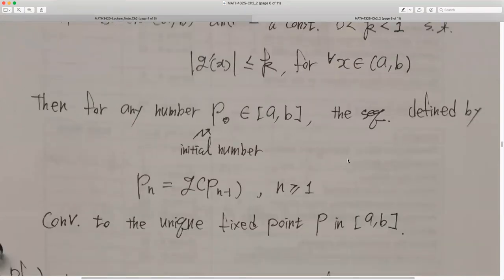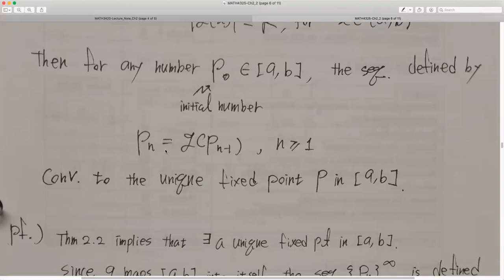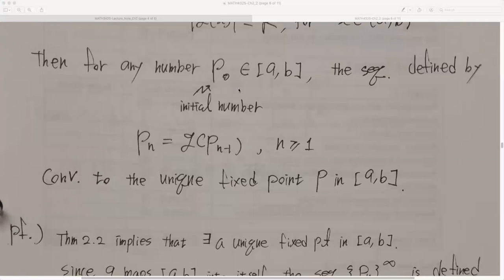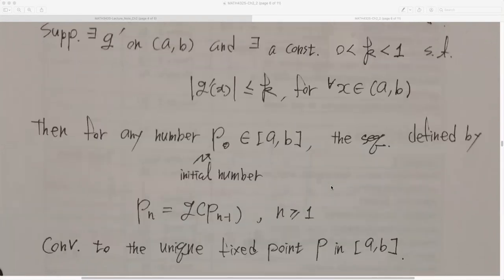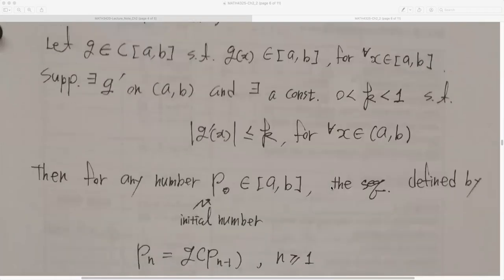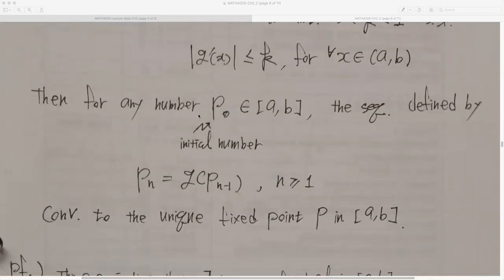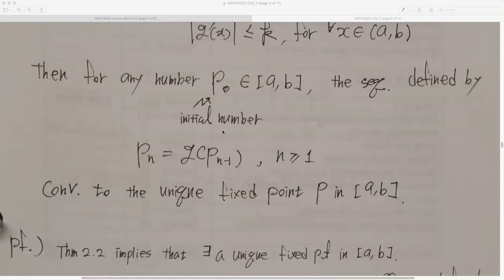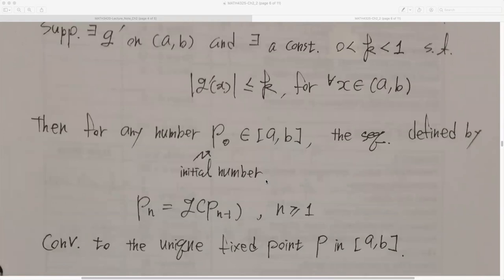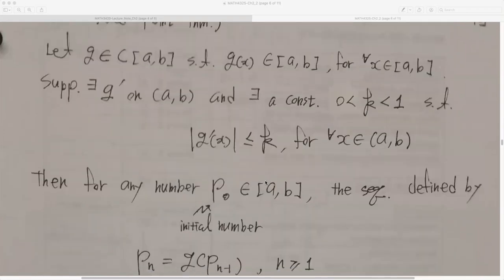Now for any number p0, which is the initial approximation, the sequence defined by p sub n equals g of p sub n minus 1 is the core algorithm in the fixed point iteration method, right? And it converges to the unique fixed point p in the closed interval [a, b]. So the key point is that for any number p0, the sequence defined by pn equals g(pn minus 1) converges to the unique fixed point p. To prove this, we definitely need theorem 2.2.